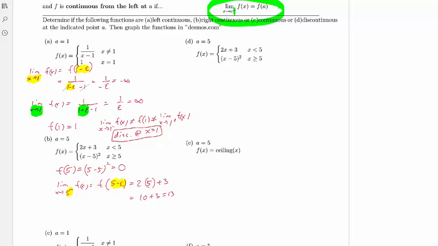That doesn't match, right? So it is not continuous from the left-hand side, but clearly it is from the right-hand side. So we can say the limit as x approaches 5 from the right of f of x equals f of 5. Right, that's because we've got an equal to or greater than, so of course it's going to work. So therefore, this would be right continuous at x equals 5.